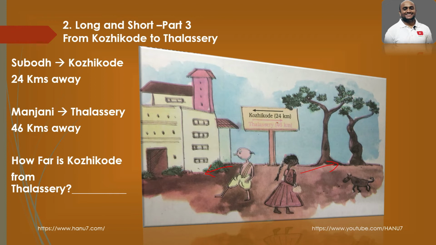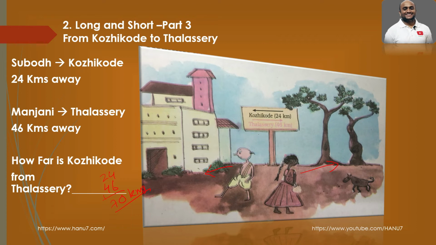It is showing that it is 24, and this girl is going towards Thalassery, there it is 46. So in total, you have to add these two, so you will be getting 24 plus 46, which is equal to 70 kilometers. The answer is 70 kilometers. So it's a simple small activity.